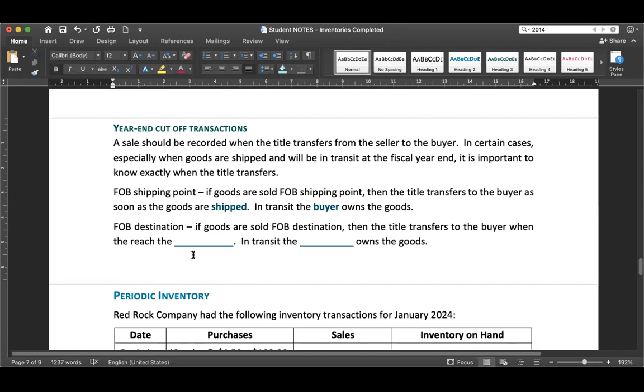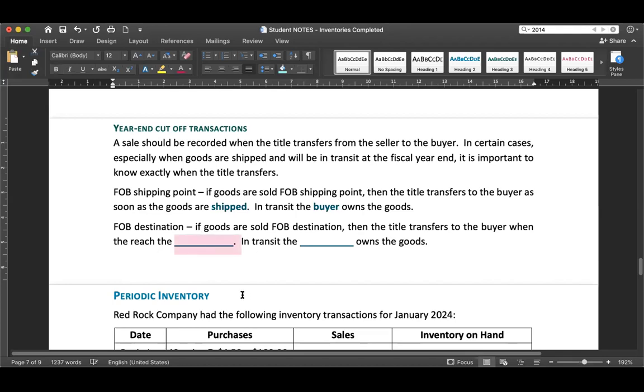And as a side note here, please note that if it's FOB shipping point, it is also the buyer's responsibility to have insurance on the goods while they are in transit. Otherwise, if the goods are damaged or lost, you can't have recourse against FedEx or UPS, etc. It's the buyer's responsibility and the buyer's loss.